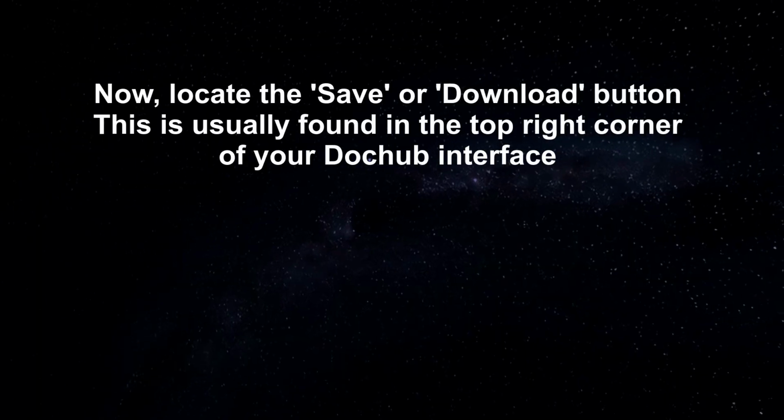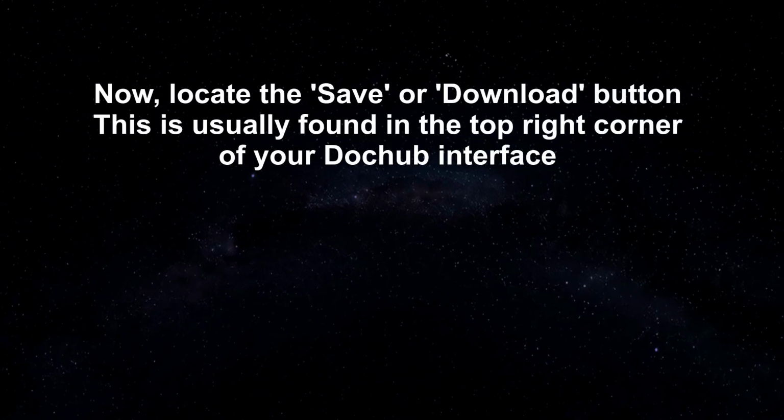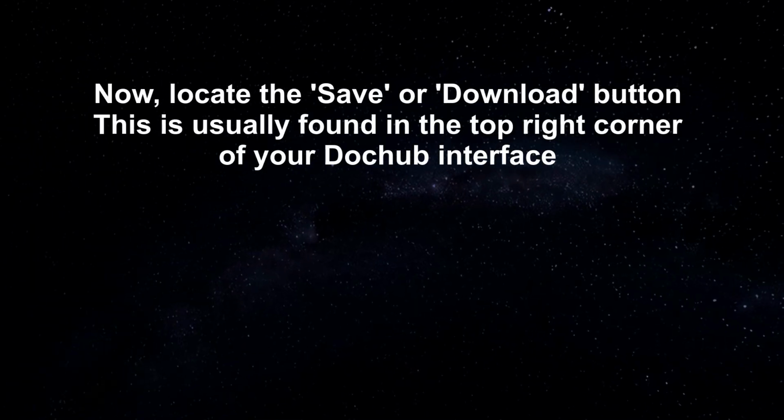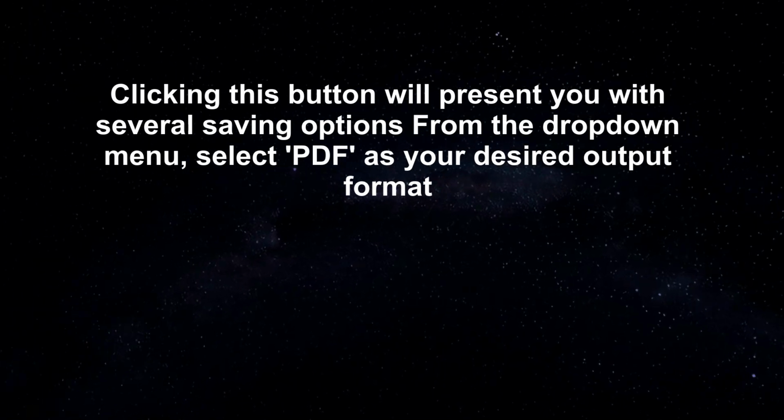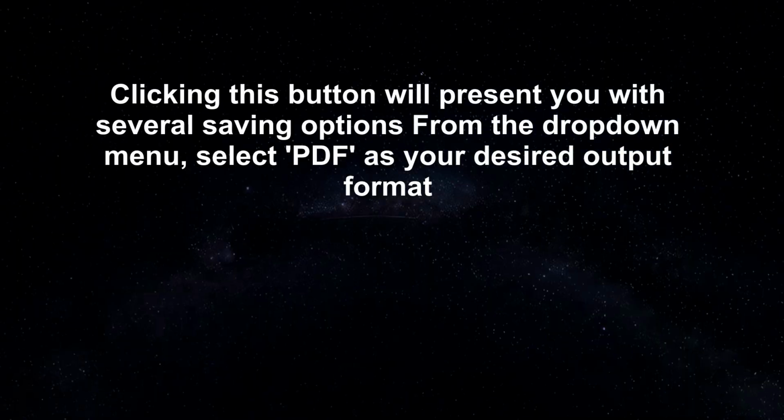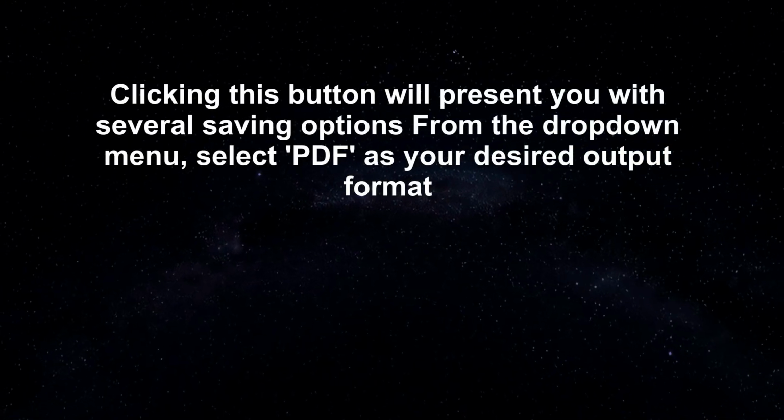Now, locate the Save or Download button. This is usually found in the top right corner of your Dochub interface. Clicking this button will present you with several saving options from the drop-down menu. Select PDF as your desired output format.